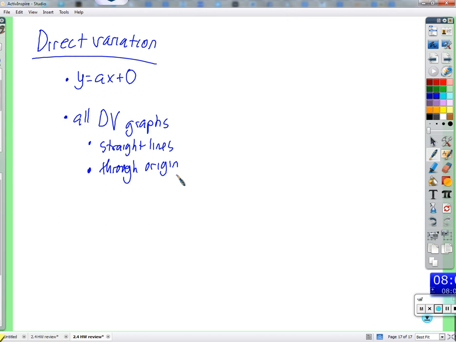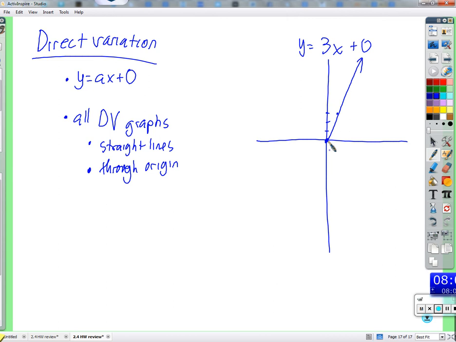Do they all have a positive slope? No, you could have a negative slope. Do they always go at a 45 degree angle to the y and x line? No, let's look at y equals 3x. Well, it has a y-intercept of 0, a slope of 3. Only if it was y equals 1 times x, that would be.